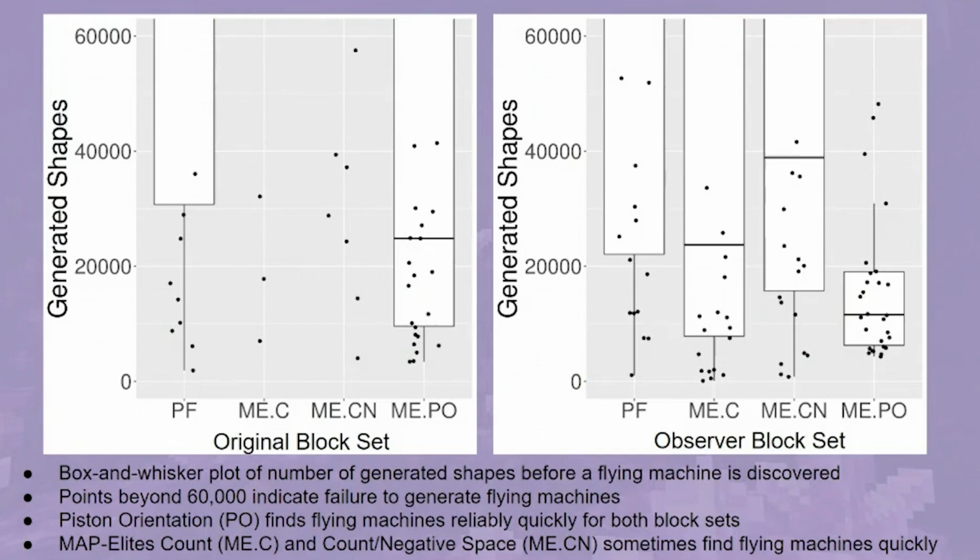As we can see, the piston orientation did by far the best in this category as well, where the entire box and whisker plot, other than two outliers in the observer block set, is below the 60,000 range. And then in the original block set, up to 75% of the runs were within the 60,000 range. And then the count and count negative approaches did by far the worst. In the original block set graph, we can actually see that any runs that did generate flying machines were considered outliers.